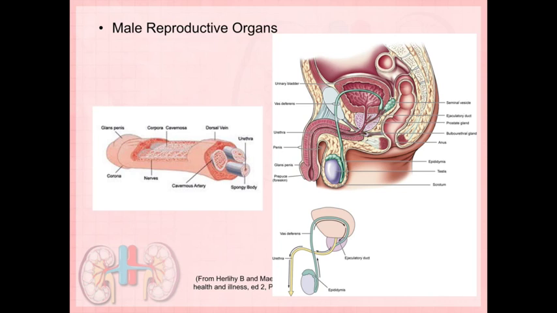The body of the penis is composed of several columns of tissue. The distal portion is the glans penis, which is covered by a free fold called the foreskin or the prepuce.